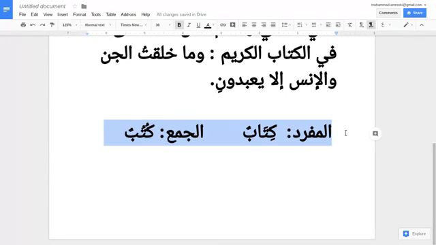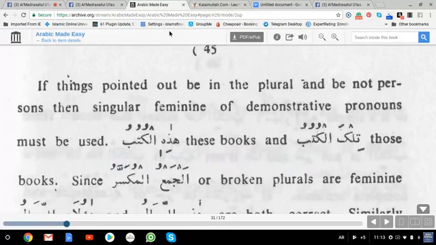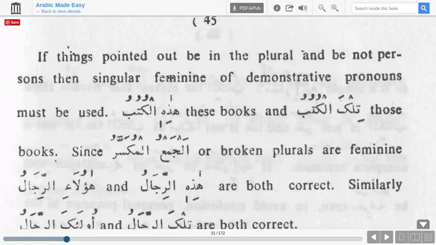So, al-mufrad, the singular for the word kitab, is kitabun. The plural, al-jam', is kutubun. If things pointed out are plural and not persons, then the singular feminine of the demonstrative pronouns must be used. هذه الكتب, these books. تلك كتب, those books. All right? تلك كتب. الجمع التكسير, the broken plurals are feminine.